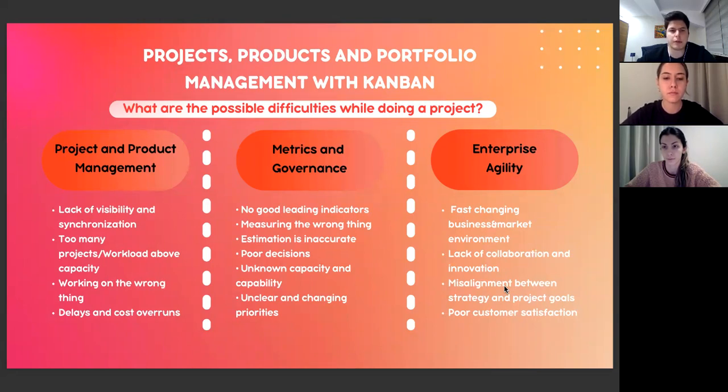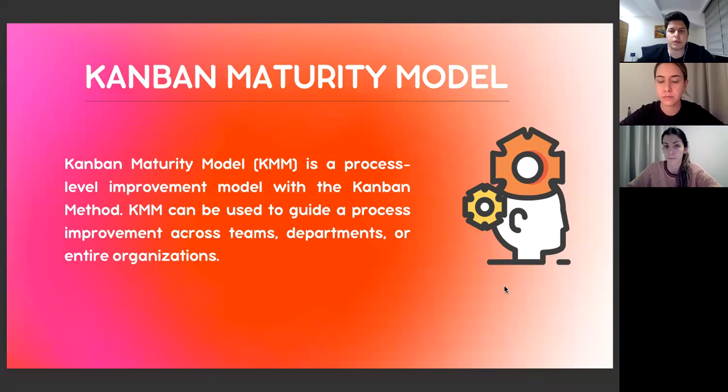Now I want to talk about metrics and governance: no good leading indicators, measuring the wrong thing, inaccurate estimation, poor decisions, unknown capacity and capability, unclear and changing priorities. Now enterprise agility: fast-changing business and market environment, lack of calibration and innovation, misalignment between strategy and project goals, poor customer satisfaction. Now I will talk about what the Kanban maturity model is.